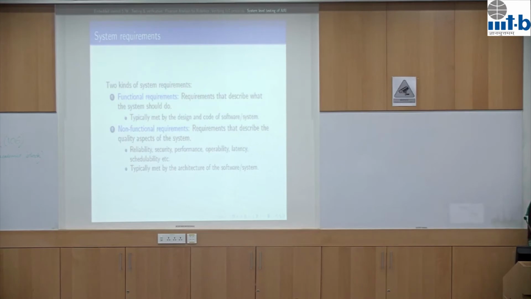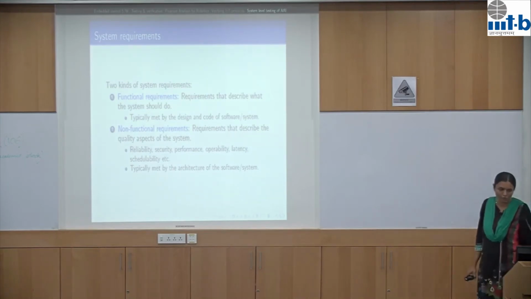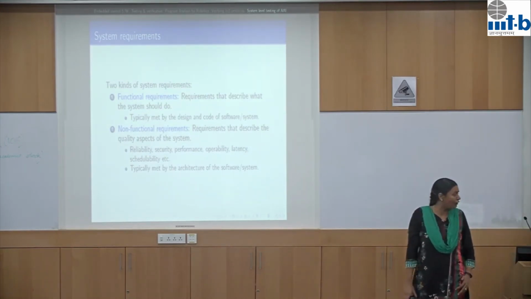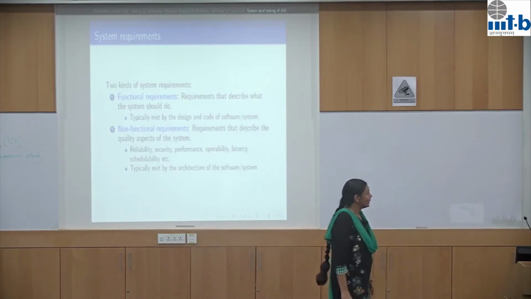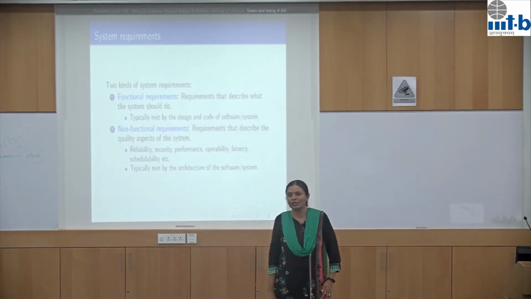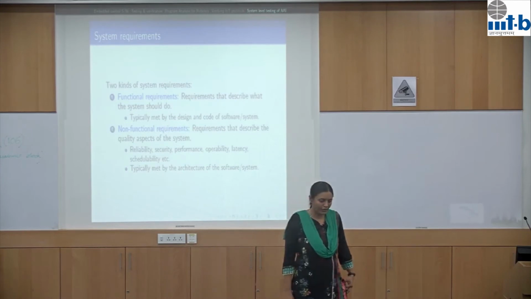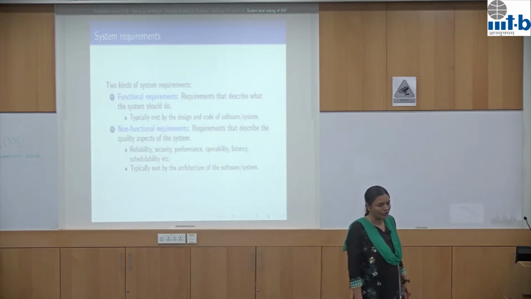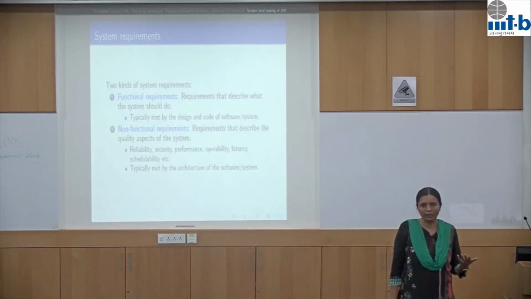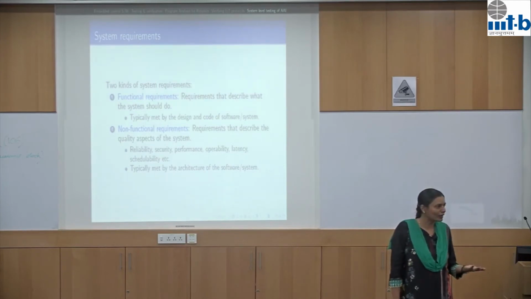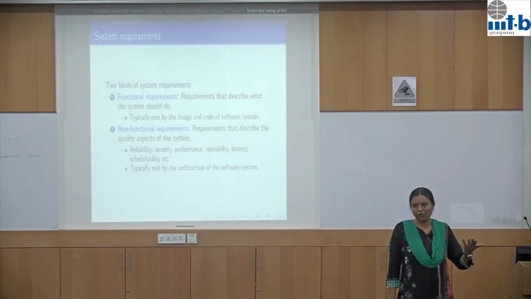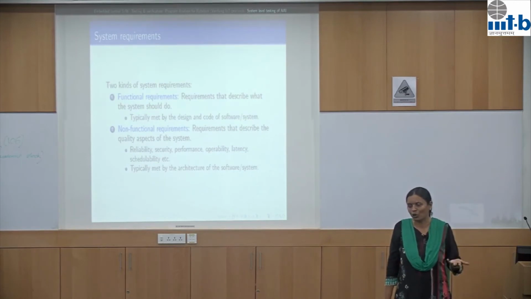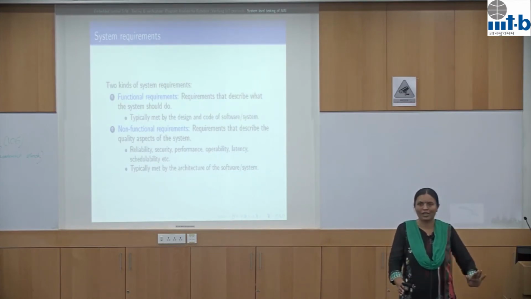So at the system level, we typically classify requirements as two kinds. One is what we call functional requirements. It typically requirements that describe what the system should do. Like for example, if you take a functional requirement for a lift, it means as simple as if I press second floor, please take me to second floor. You know, don't be buggy and take me to third floor, right? Or don't stop in between. So it just talks about functionality of a software.